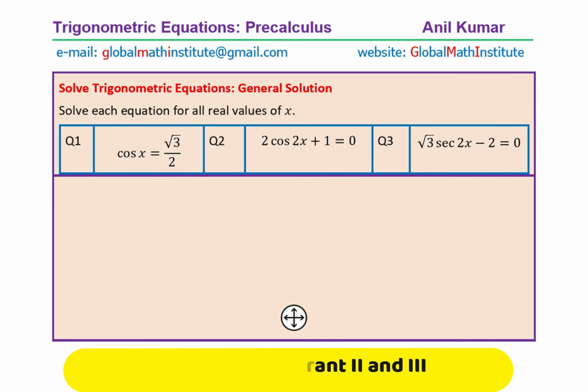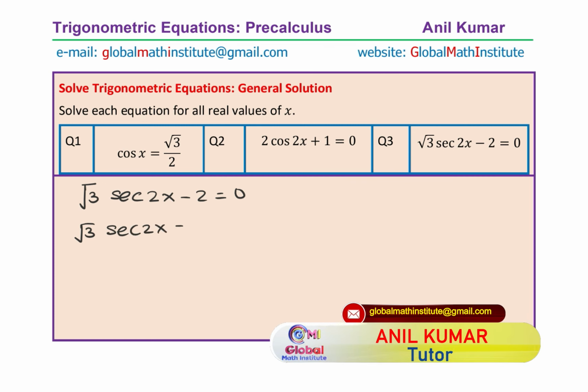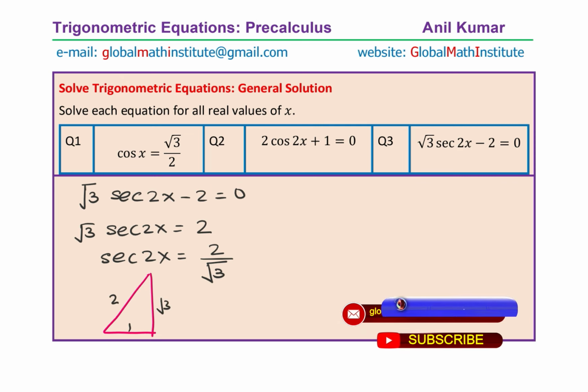Now let's take up the third example, which is square root 3 secant 2x minus 2 equals to 0. So that when you isolate, we get square root 3 secant 2x equals to 2. Secant 2x equals to 2 over square root 3. So looking back into our special triangle, once again, we know this side is 1, this is 2, this is square root 3. And we are looking into this angle, pi by 6, correct?